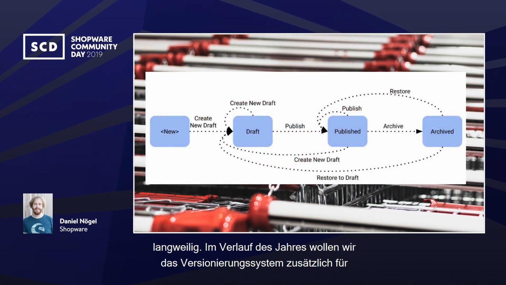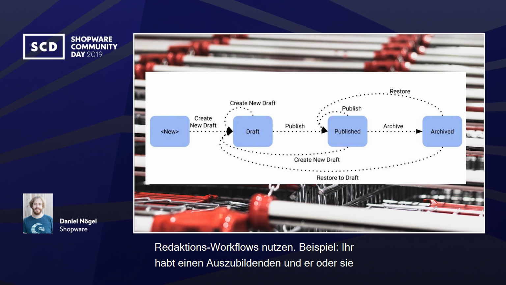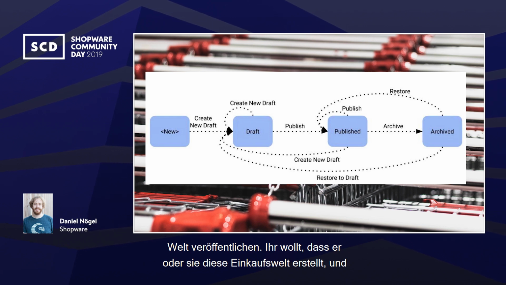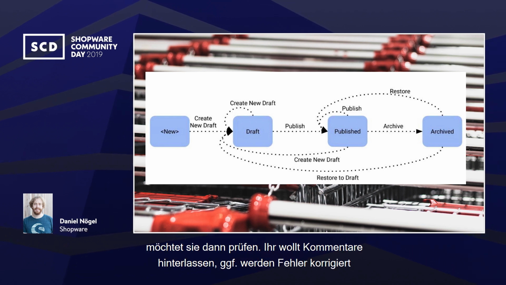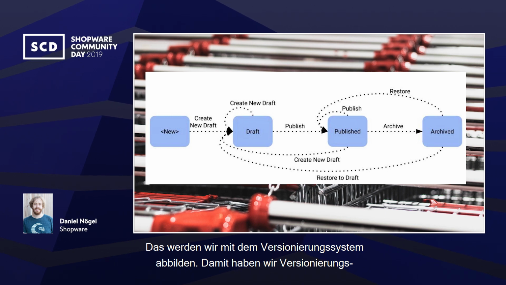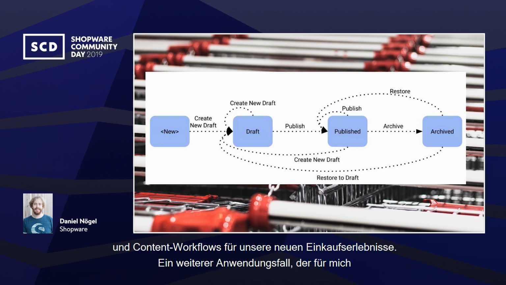Later this year, we want to use the versioning system to make editorial workflows possible. So you have an apprentice, for example, and he or she should create a new shopping world. But of course, you don't want to show that to the world right away. You want to have him or her create that shopping world, and then you want to review it, make comments, and then perhaps the mistakes are fixed. And then the content manager needs to give his go, and then he can release a draft. So that's something we will do using the versioning system. So we will have versioning or content workflows for our new shopping experiences.